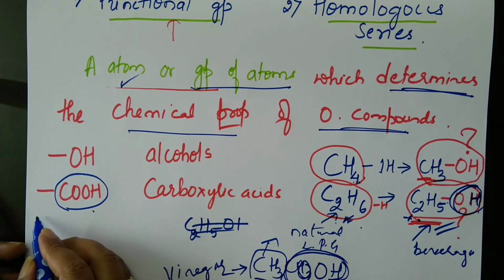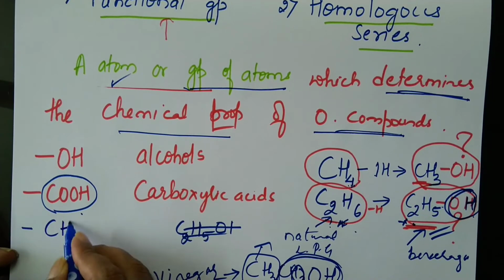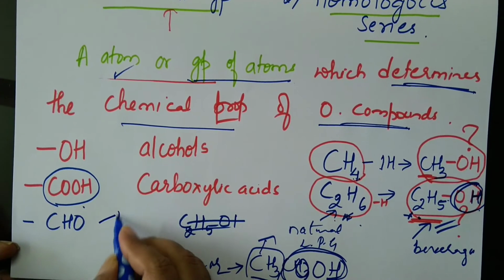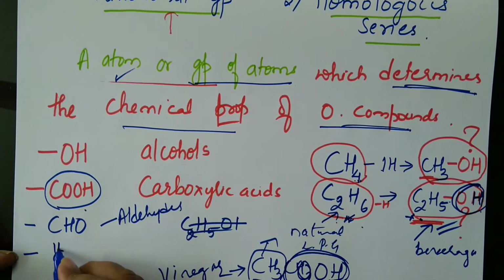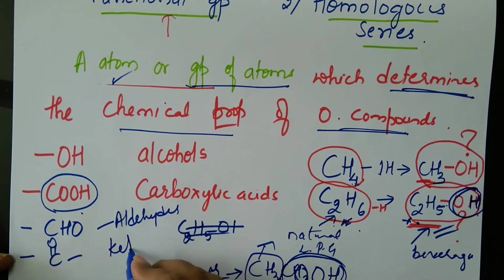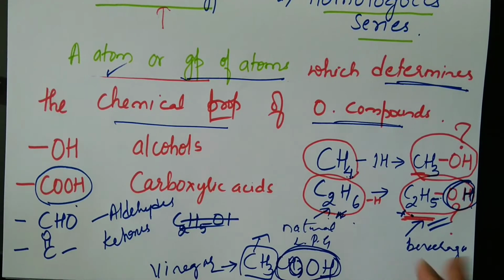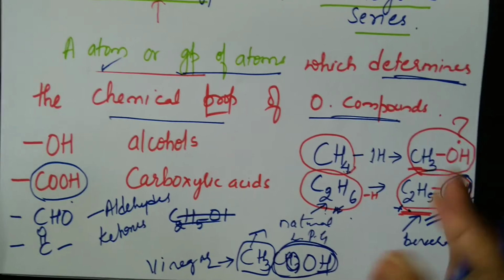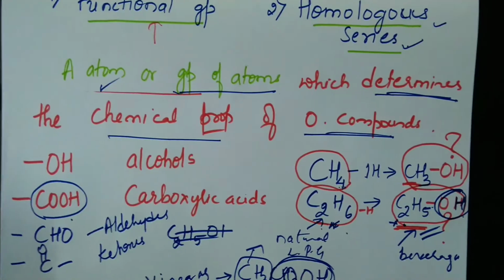Similarly, we have a few other functional groups. For namesake, I shall show you here. CHO is the functional group of aldehydes. C double bond O is the functional group of ketones. So later on, we'll look into different types of functional groups. We shall focus on the homologous series now.